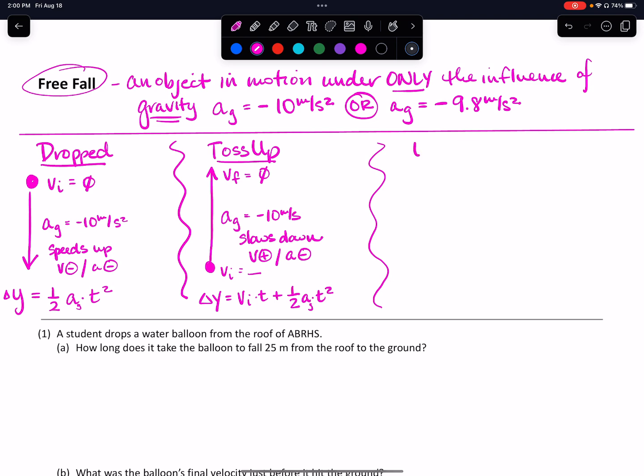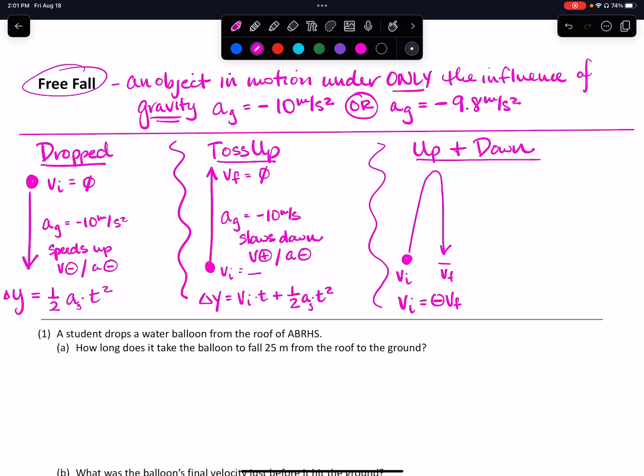All right, and then last, an object that you throw up and then you allow to fall back down. We call this up and down. All right, so your object is thrown up into the air with a certain velocity and then comes back down and you catch it at the same height at which you threw it. So we're going to give it some initial velocity just like when we tossed it up, and it's going to have some final velocity once it lands in your hand. All right, assuming the height that you throw it and catch it is the same, then these values numerically will be the same, but they will have different signs.